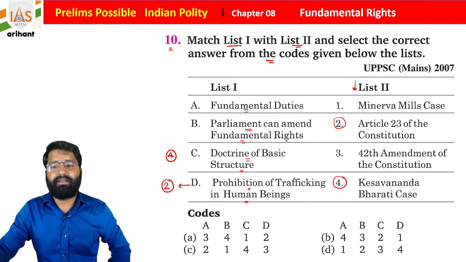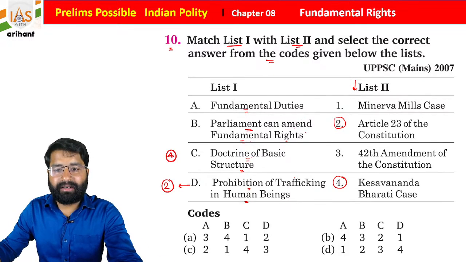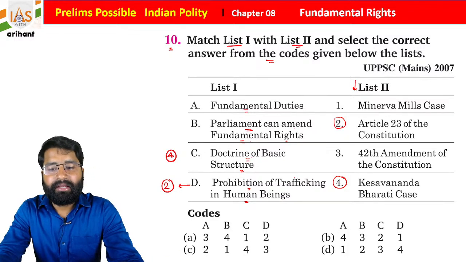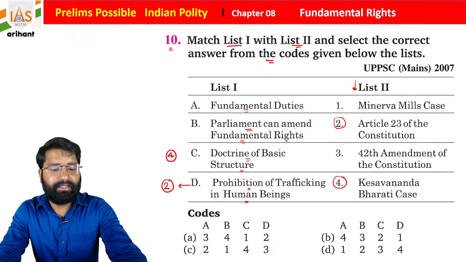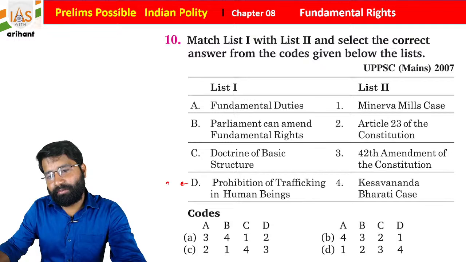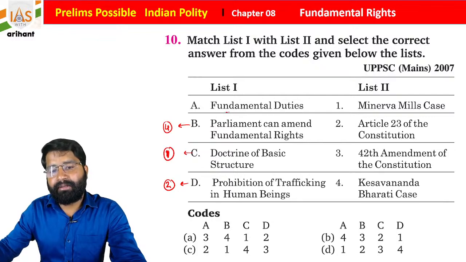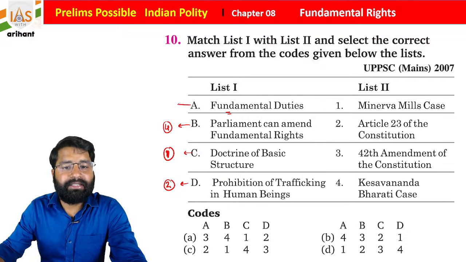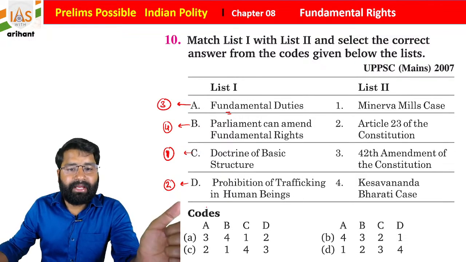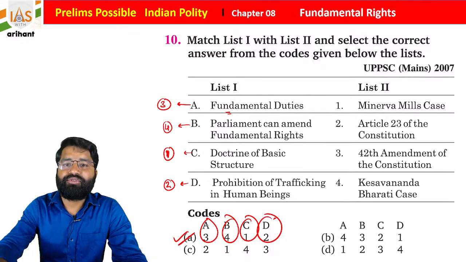Parliament can amend the fundamental right. The best answer is going to be the Kesavananda Bharati case, where they gave judgment in the same regard. So we can go in this format, students: prohibition of human trafficking 2, and Parliament can amend the fundamental right under the Kesavananda Bharati case. Doctrine of basic structure was declared in the Minerva Mills case, that is 1. And fundamental duties were added by the 42nd Constitutional Amendment Act 1976. So we will go with this 3. A3, B4, C1 and D2. So option A is going to be right for the same, students.